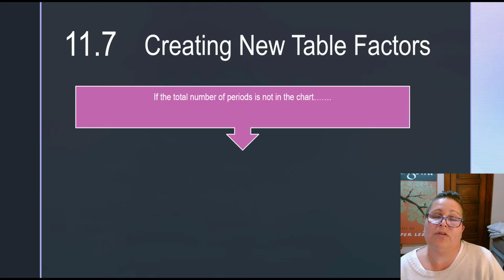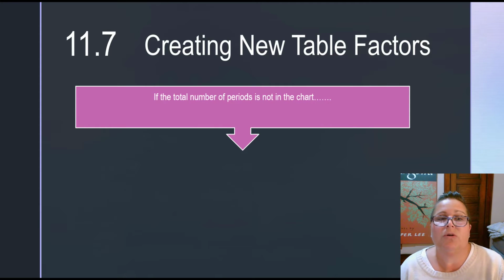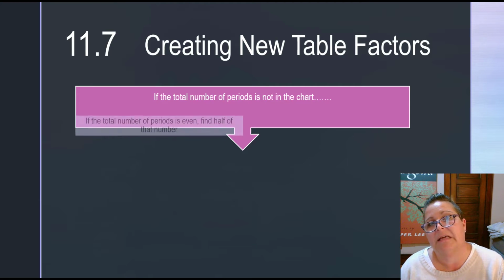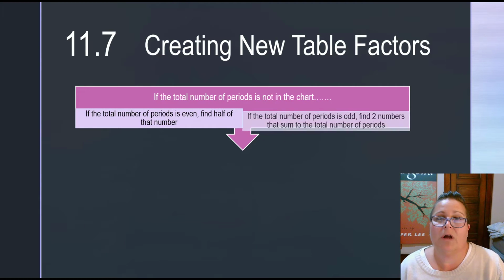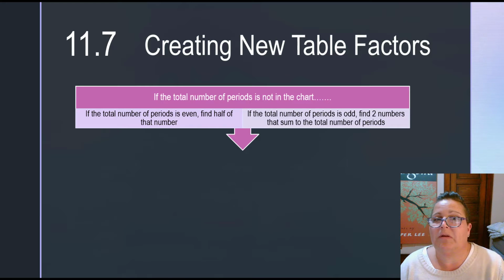So if you come across a number of periods that is not on your present value table, what you want to do is determine if the total number of periods is even or odd. And if the total number of periods that you have is even, you simply cut it in half and use half of that number, then find the table factor for that half and multiply it by the rest of them, which should be the other half.